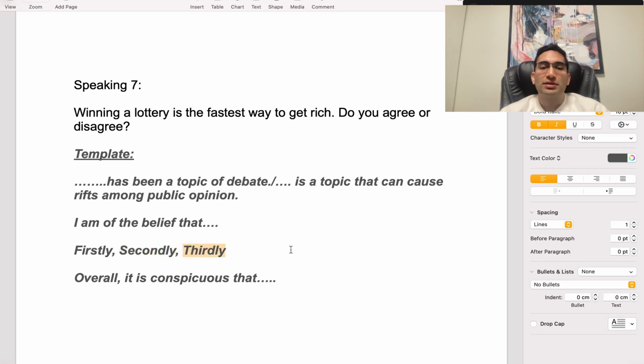Thirdly, the lottery system is something that is never recommended by the rich, the wealthy. Nobody will tell people to be rich through lotteries, but rather through hard work, persistence, passion, and other great qualities. Overall, it is conspicuous that the lottery system has failed humanity and continues to deceive people, which is why I'm strongly against it. Okay, guys, that's it.